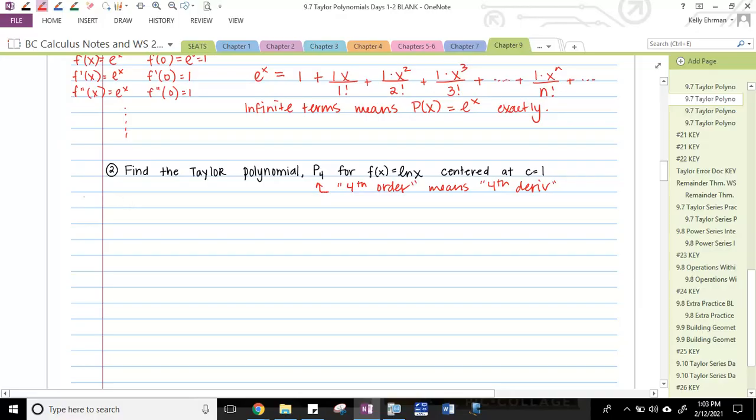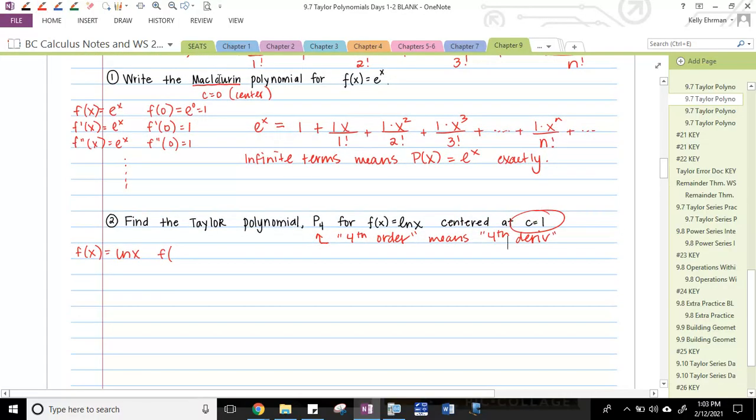The first thing I do is always the same way I set up all of these problems. I start by rewriting the function for myself. F of x is natural log of x, because remember, the constant term of your polynomial will be f evaluated at the center. Now, we're centered at c equals 1. So instead of plugging in 0 like I did for a Maclaurin polynomial, this is now a Taylor polynomial, which is just a more general Maclaurin. And our center is 1. So I need to find f of 1, not f of 0. Can't find f of 0 anyway, right? Because natural log of 0 is undefined.